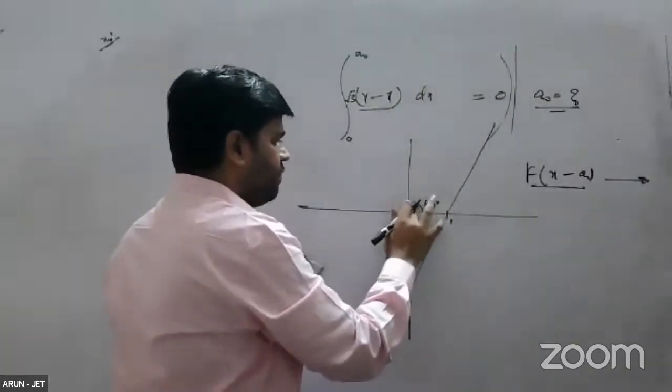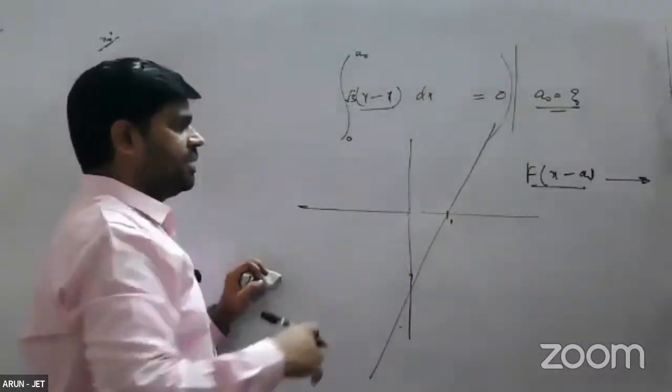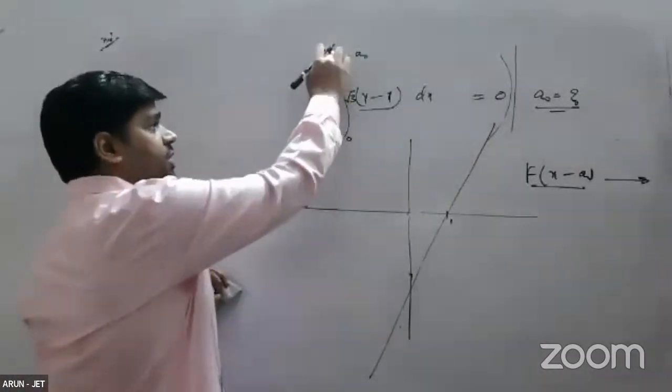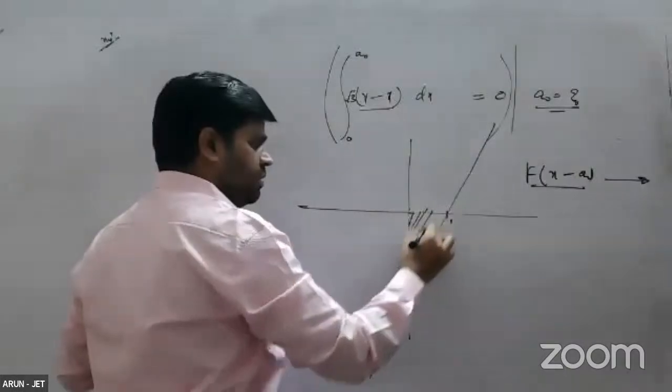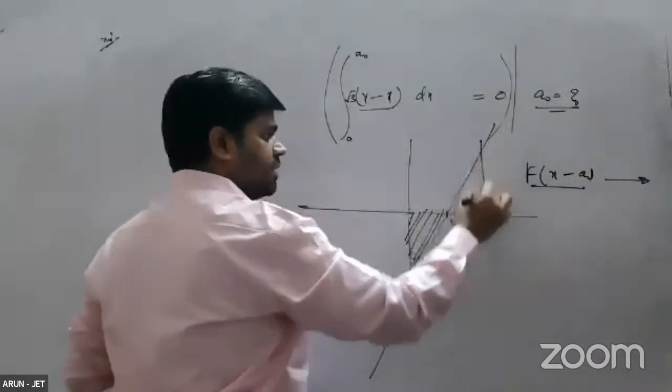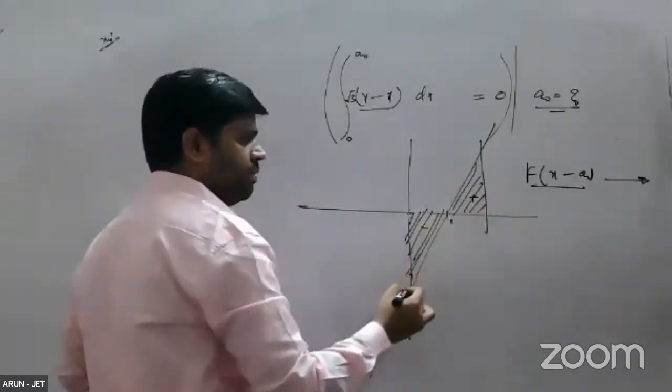I wipe this graph. I get the graph now. Now I want 0 to a naught such that the area is 0. For the area to be 0, this area should be cancelled out by a certain area here, because this is negative and this is positive.